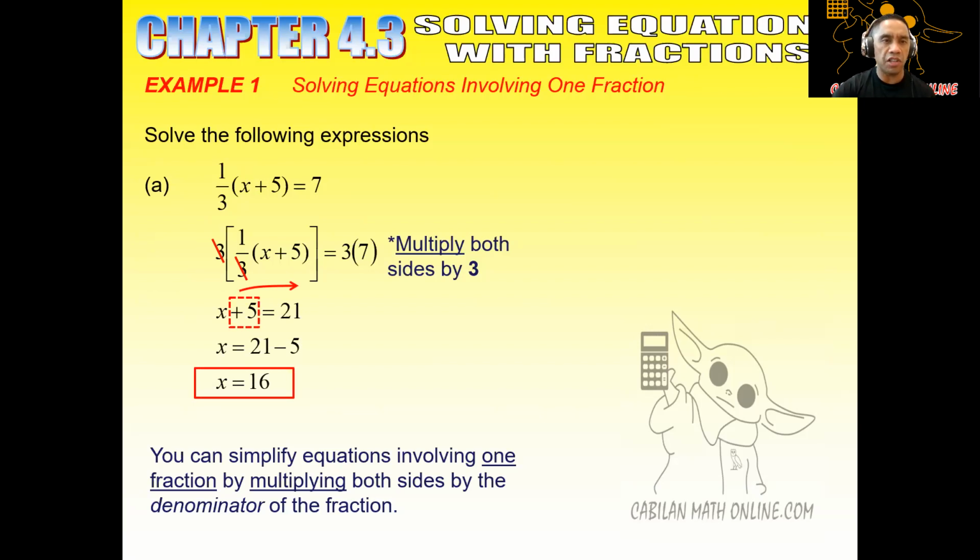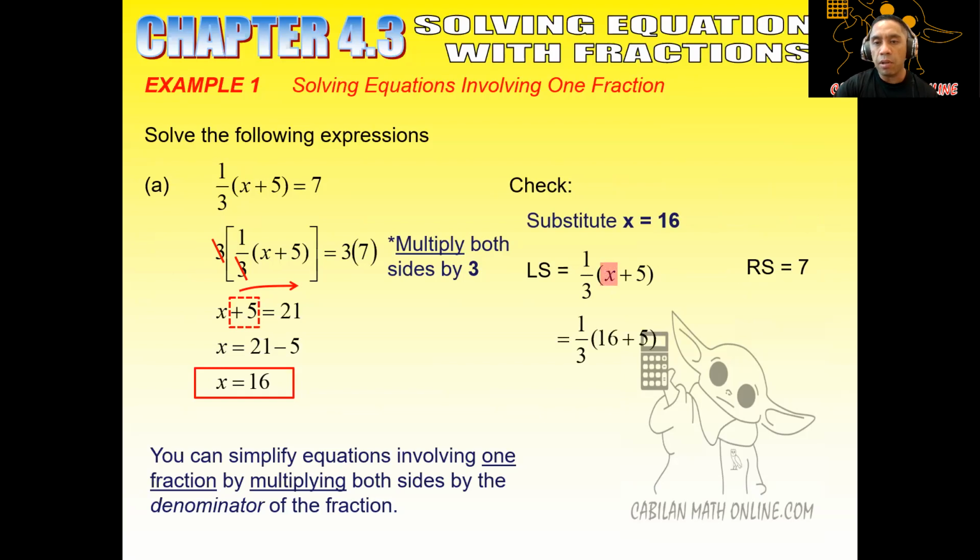All right, let's take a look at another example. Before we do that, let's do a check, the exact same way that we did before, using a left side and right side check. The left side is 1/3 times the bracket x plus 5, because that was on the left side of the equal sign, and the right side is 7. For the x, we substitute the 16, and 16 plus 5 gives you 21. If you take 1/3 of 21, that gives you 7. As you can see, the left side and the right side are exactly the same. That's how we know our solution of 16 is indeed correct.